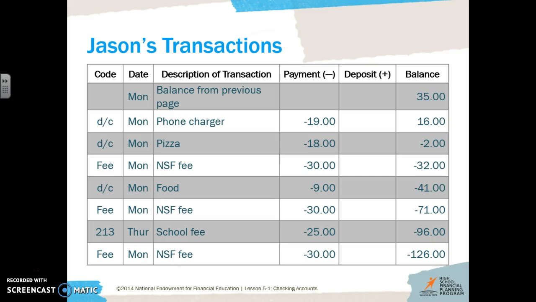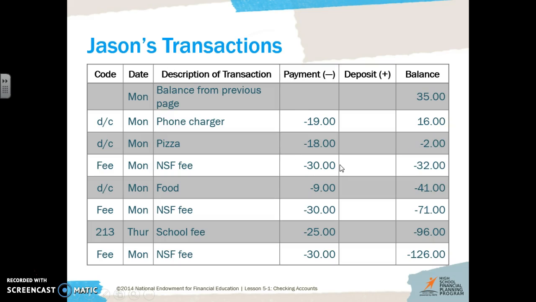The next thing that you see is a fee. On Monday, after he paid for this pizza, there is an NSF fee. That means non-sufficient funds. If you overdraw or take out too much money from your bank account, the bank will charge you a fee because they still have to pay that money to the pizza company regardless of whether you have it or not. And so they feel like that's not very fair. It shouldn't be their responsibility.